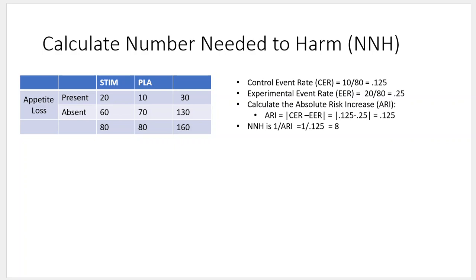So again, we just plug the numbers in the same way, and we get 0.125 minus 0.25, take the absolute value, 1 over 0.125 is 8. So our number needed to harm with appetite loss is 8, meaning we need to expose 8 people to stimulants to be sure that 1 got appetite loss. And because NNH is higher than NNT, that tells us, at least for this side effect, stimulants have a good benefit to risk ratio.